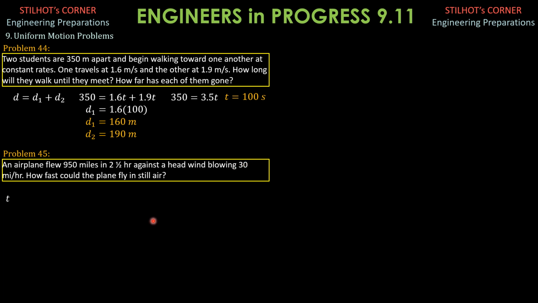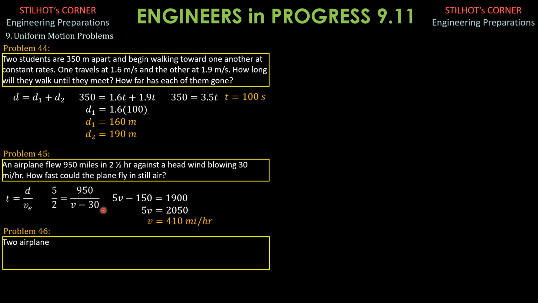So time is distance over effective rate or effective speed, and the time is 2.5 hours, the distance 950 miles. Effective speed is v minus 30. So 2.5 equals 950 over v minus 30. Then cross multiply: 2.5v minus 75 equals 950. So 2.5v equals 1025, and v is 410 miles per hour. So that's the speed of the plane in still air.